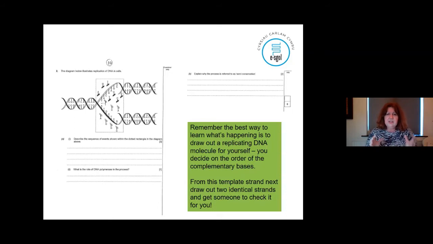And actually what I will say to you at this point is something I say to my own students: the best way to learn what's happening here is to draw it out for yourself. You just think of an order of bases, knock yourself out, have a little look. What are the order of the bases? You decide, and then draw out 2 identical strands. And then you don't need a biologist to check. You can just check with somebody at home. Have I actually now drawn 2 identical strands from it?